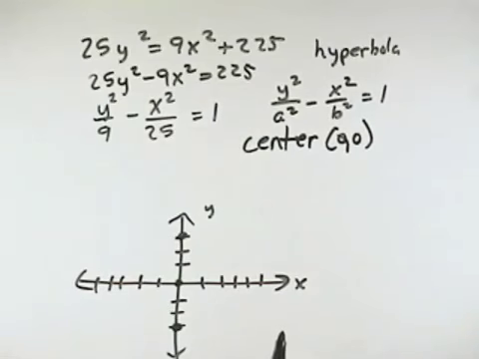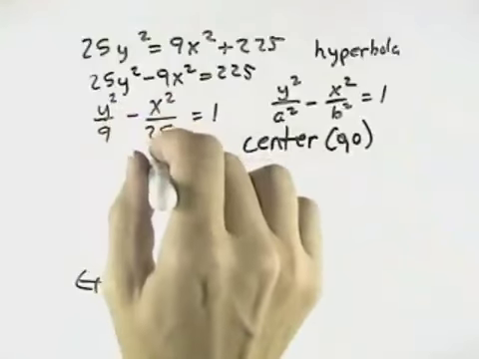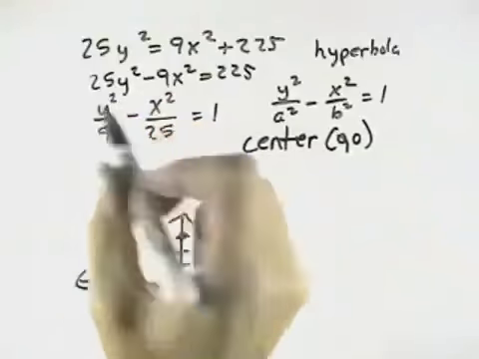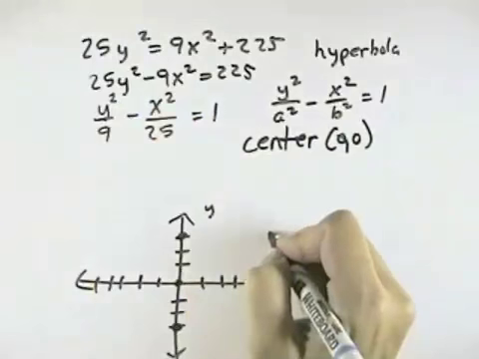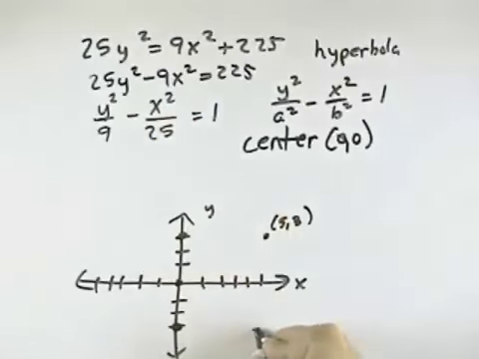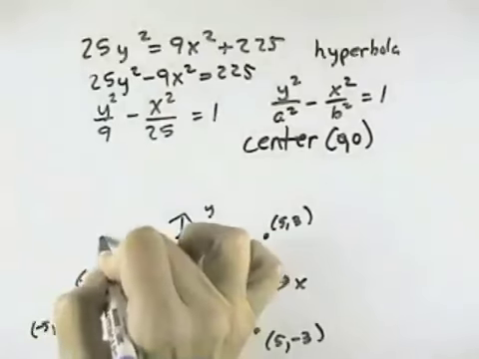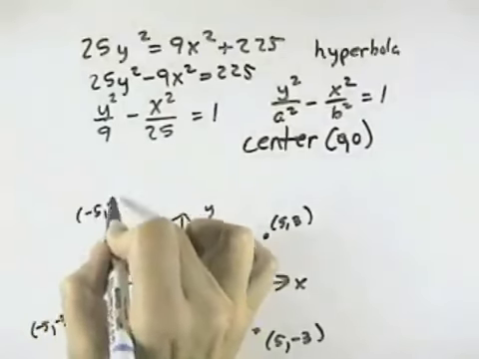Now if we wanted to get some points on our asymptotes, some points on our asymptotes would be 5 for x, which is the square root of 25, and 3 for y, so we could go up to the point 5, 3, which means also go down to 5, negative 3, and here we have negative 5, negative 3, and finally negative 5, positive 3.